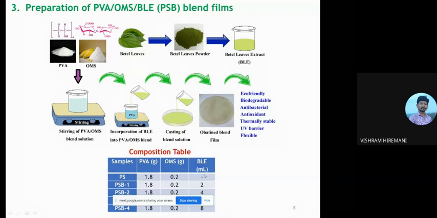Afterwards, different amounts like 2 ml, 4 ml, 6 ml, 8 ml of betel leaf extract were added to the blend solution, which was stirred on a magnetic stirrer overnight to form a clear and homogeneous solution. This homogeneous solution was poured on the Petri dish to obtain a blend film. After solvent evaporation, blend films were peeled out from the Petri dish, and this is the obtained polymer blend film.